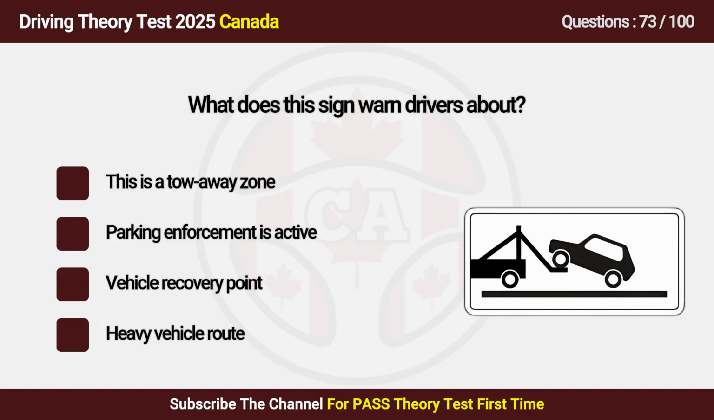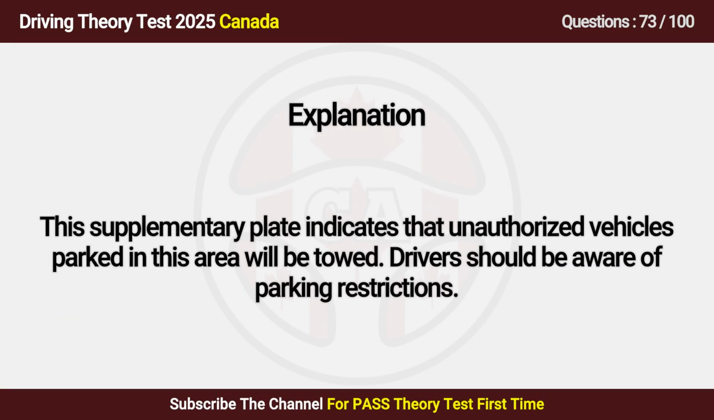Question 73. What does this sign warn drivers about? A. This is a tow-away zone. B. Parking enforcement is active. C. Vehicle recovery point. D. Heavy vehicle route. Answer is A. This is a tow-away zone. This supplementary plate indicates that unauthorized vehicles parked in this area will be towed. Drivers should be aware of parking restrictions.